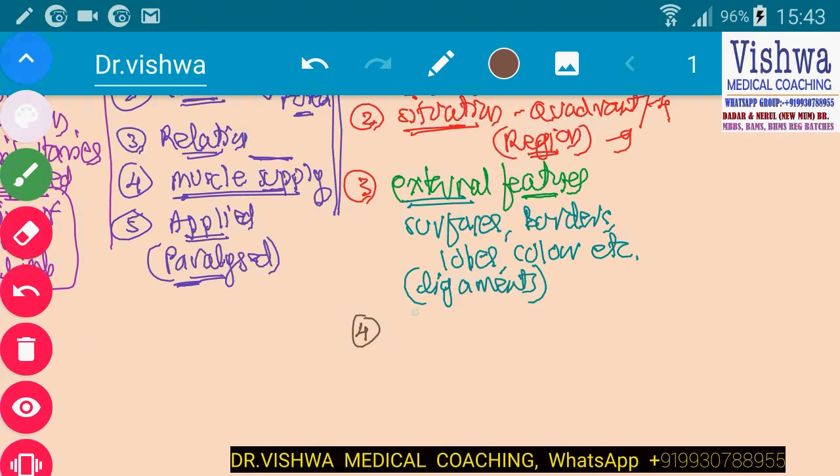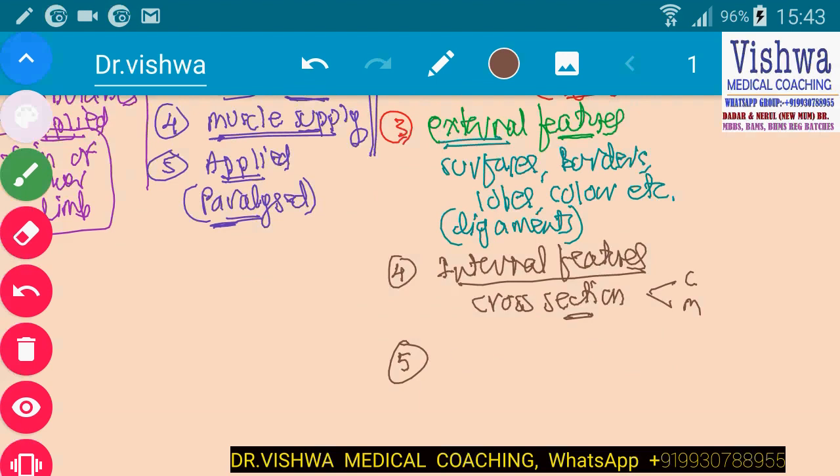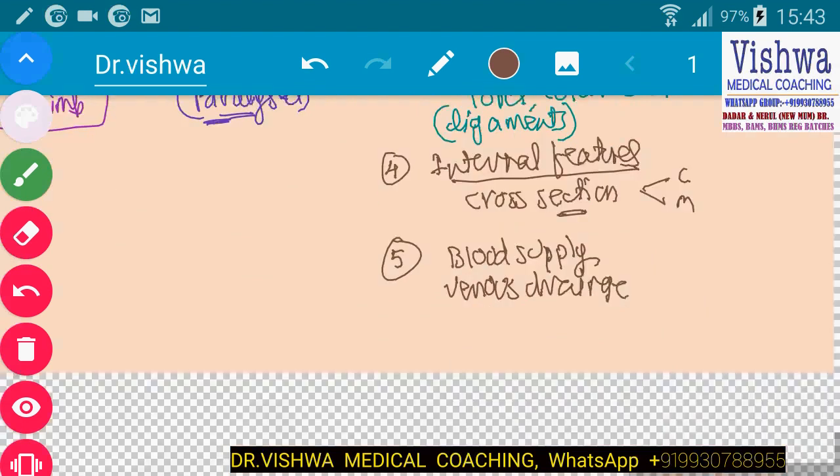Fourth, internal features. Like for example, cross section. Like for example, if you ask about kidney, internal features is cortex and medulla. Cortex and medulla. Fifth, what is the blood supply? Venous drainage, lymphatic drainage.